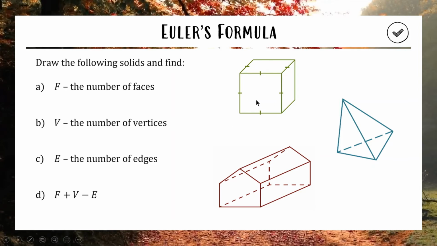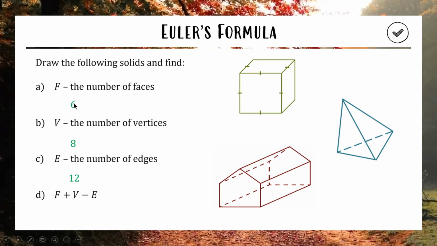Okay, so for the cube up here, we can see it's got 1, 2, 3, 4, 5, 6 faces. We've got 6 square faces. Number of vertices, we've got 4 corners at the front and 4 corners at the back. So we have 8 vertices. Number of edges, we've got 4 on the front face, we've got 4 on the back face, and we've got 4 joining them. So 4 plus 4 plus 4 would be 12 edges.